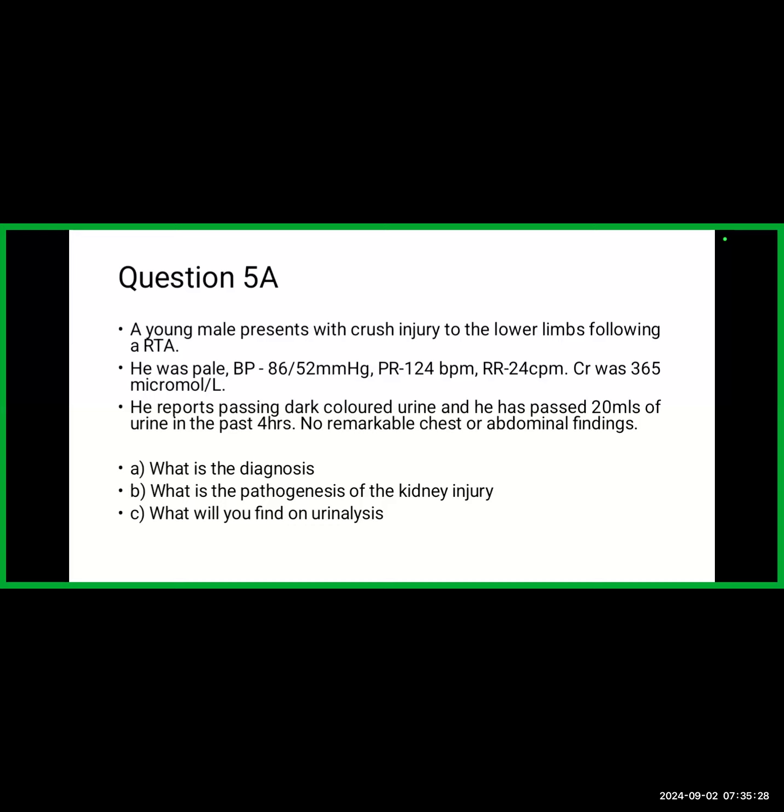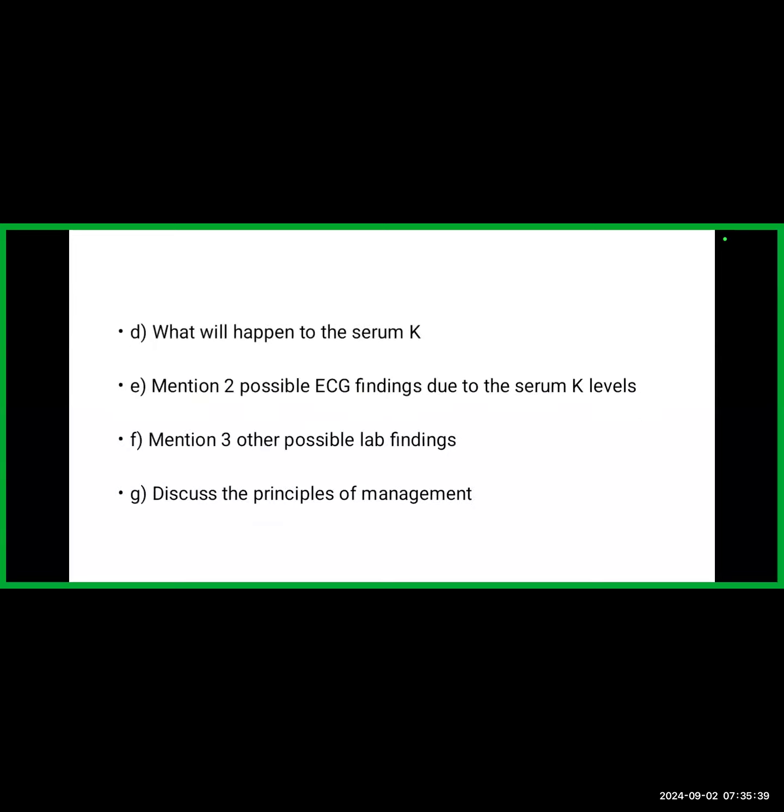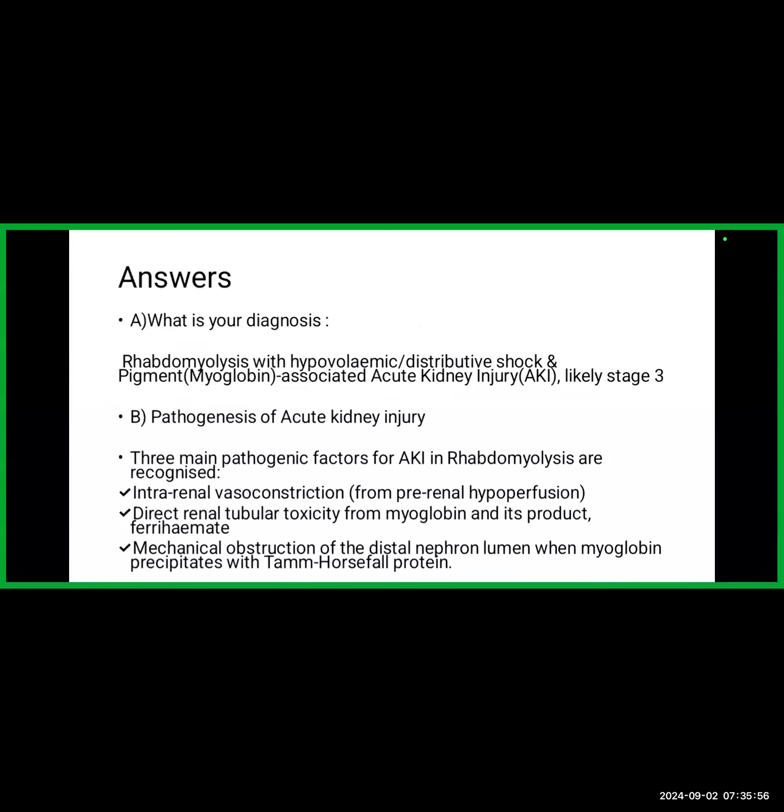Questions. A, what is the diagnosis? B, what is the pathogenesis of the kidney injury? C, what will you find on urinalysis? And then D, what will happen to the serum potassium? E, mention 2 possible ECG findings due to the serum potassium levels. F, mention 3 other possible lab findings. And then G, discuss the principles of management. So the first question is, what is your diagnosis?